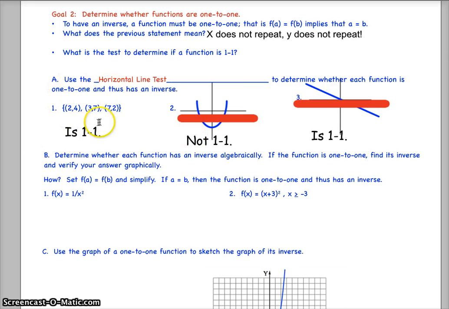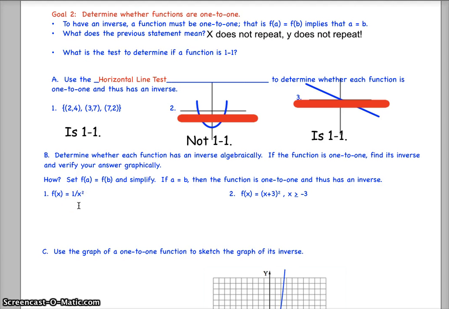If you have a relation, you can look at the x coordinates and the y coordinates to make sure they do not repeat. But how do we determine if a function is one-to-one algebraically? So let's see. How do we do this? First, we set f of a equal to f of b and simplify the function. If a equals b, then the function is one-to-one and thus has an inverse.